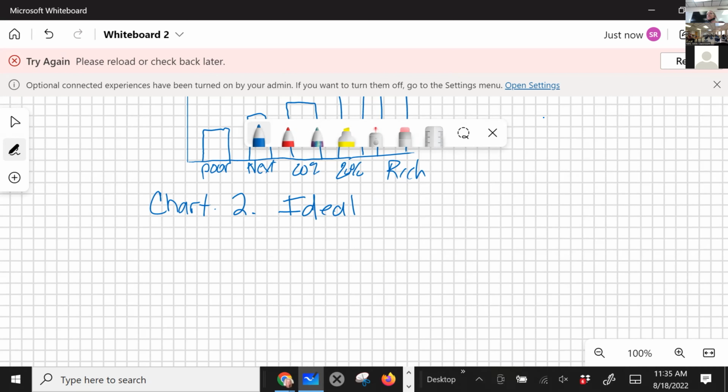I'm going to ask a few of you to share, but not everyone, because we have a lot of things to cover today. So I'm going to give you a few minutes to do your ideal chart, just the way you did the actual for most of you.